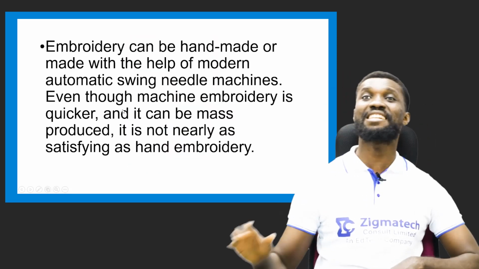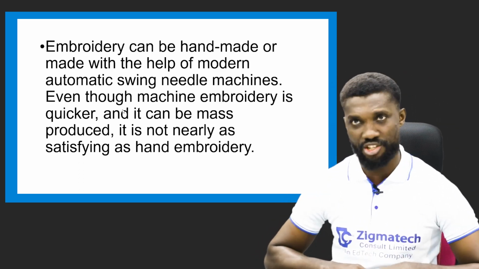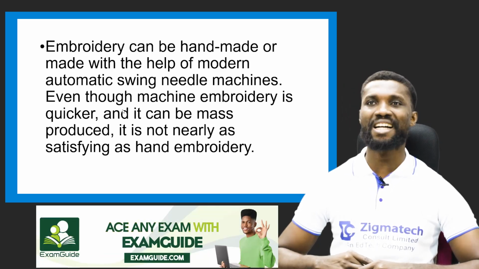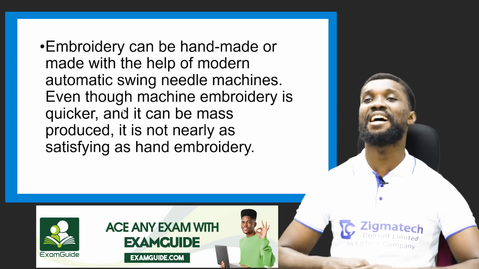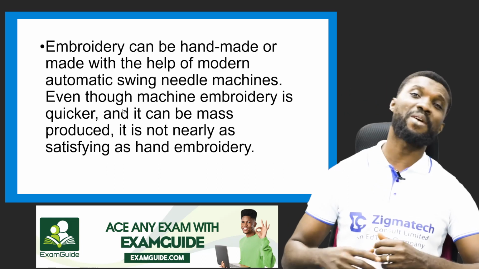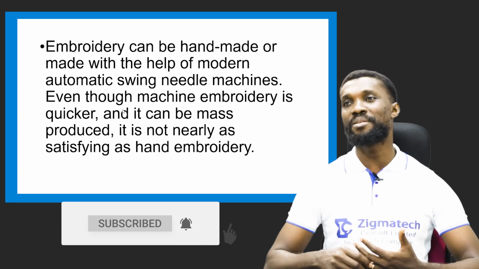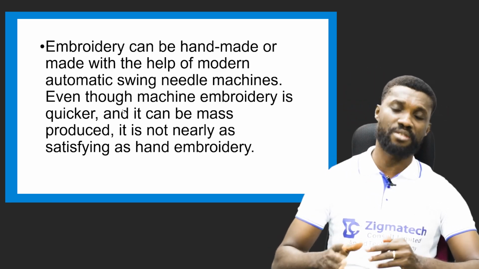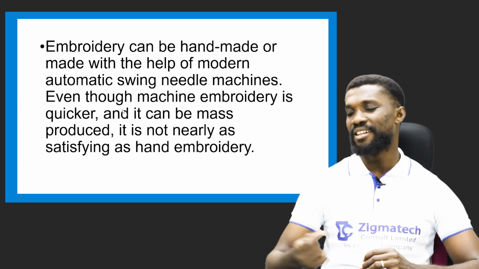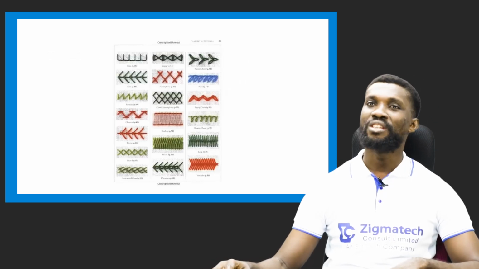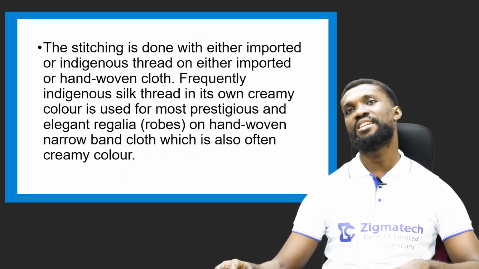Now, embroidering can be handmade or made with the help of a modern automatic sewing needle machine. Even though machine embroidering is quicker and can be mass produced, it is not nearly as satisfying as hand embroidery. No matter how fast or how mass produced, any electrical embroidery is not as satisfying as hand embroidering. Hand embroidering is still the best and the always go to. It is only with hand embroidering that you can create some of these intricate effects and gain the needed accuracy you're looking for.